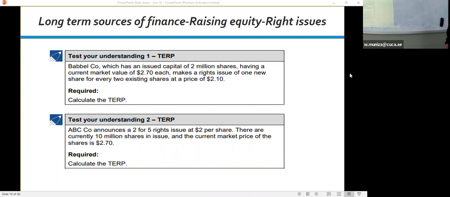2.1. You're not getting the same? Yes, yes, yes. Same price. Oh, that's fine.